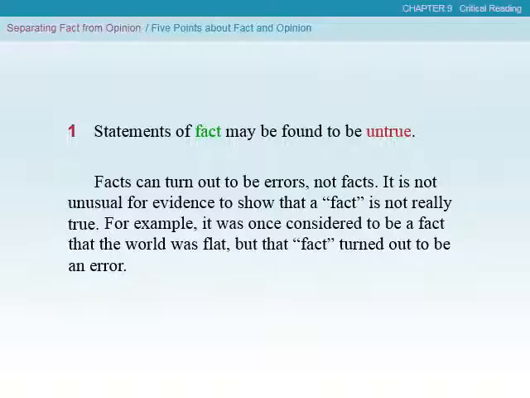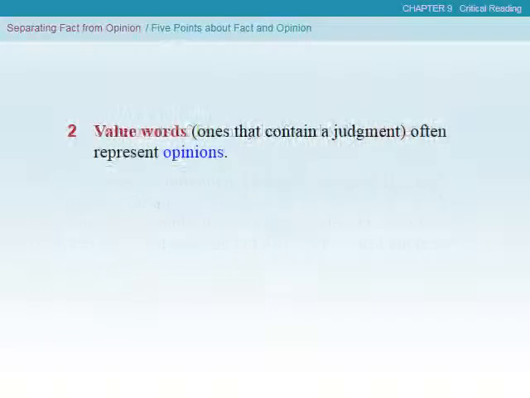Now, we would say that's an opinion because we know that it's not true, but no, sorry, let me back up on that. Now we would say that that's wrong. The world is not flat, but we wouldn't say that it's an opinion because we can prove that it's not true. We can prove that it's not true.